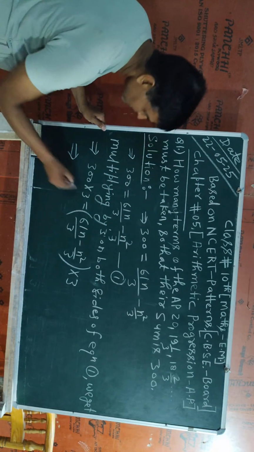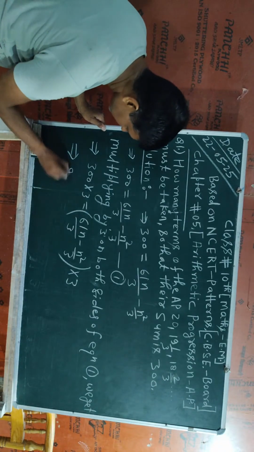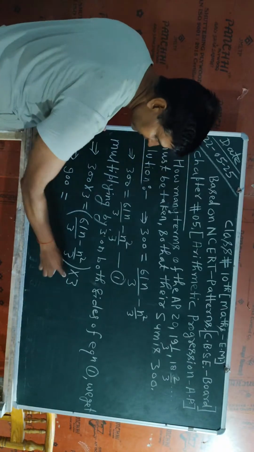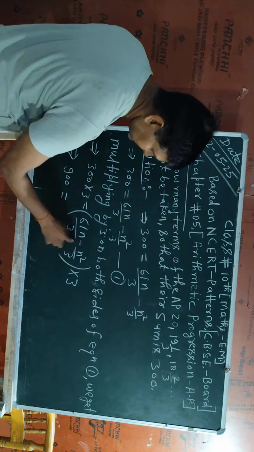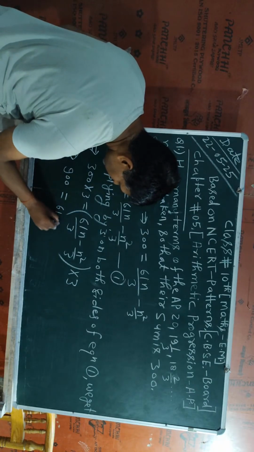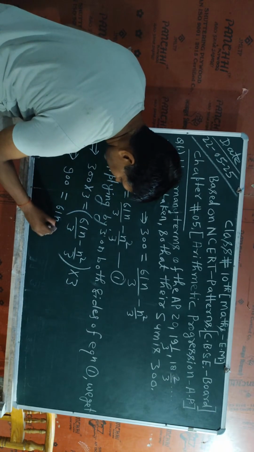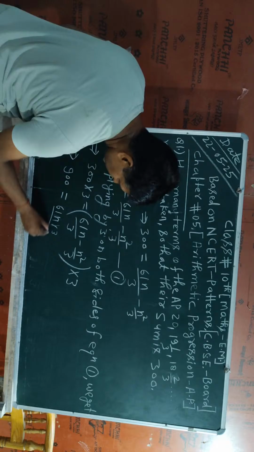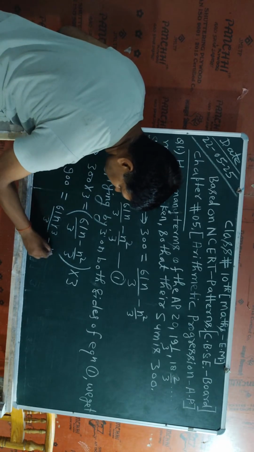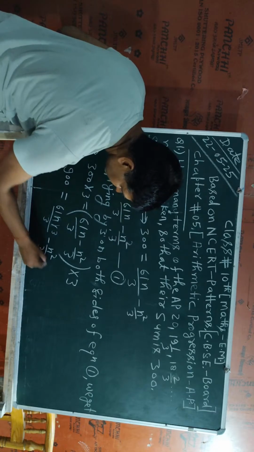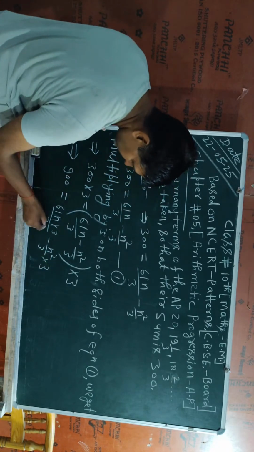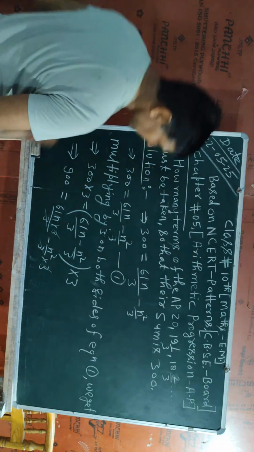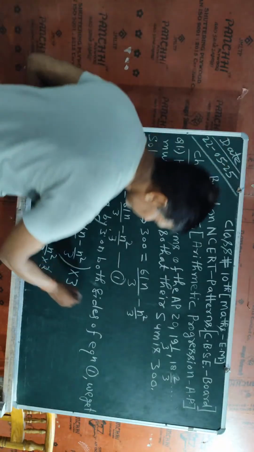So here I will say 3 into this one, so that will be 900, and here we have to multiply 3 with this term and also with this term. So after multiplication I will solve it. So 61n into 3 divided by 3, and then I will put here n square divided by 3 into 3. So here, these 3 and this 3 will cancel out, this 3 and this 3 will also cancel out. Okay students, now further I will simplify.